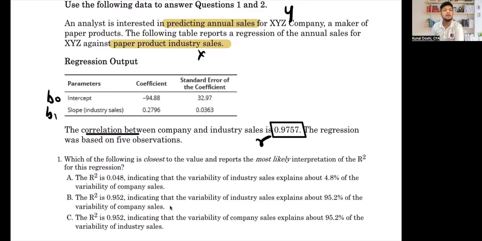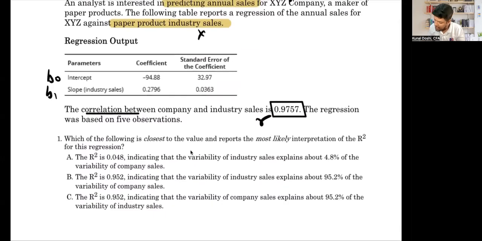How much is your R square? If you do 0.9757 square, are you getting 0.952? Yes, correct. What does it mean? R square means the variability in Y due to X. The variability of industry sales explains about 95.2% of the company sales.